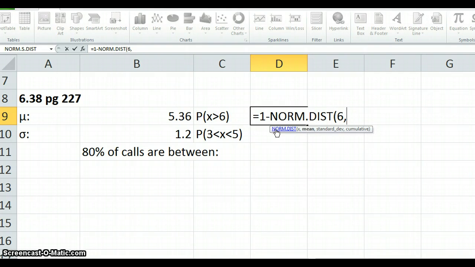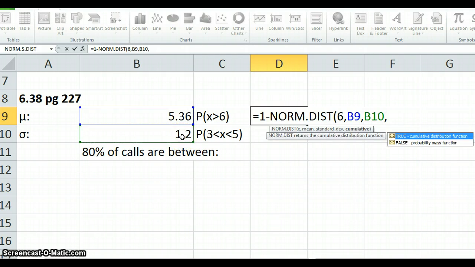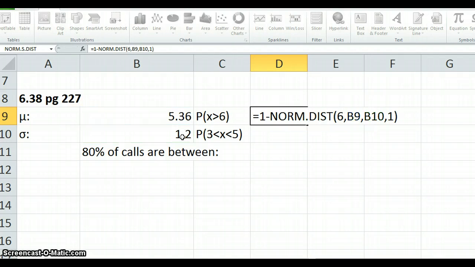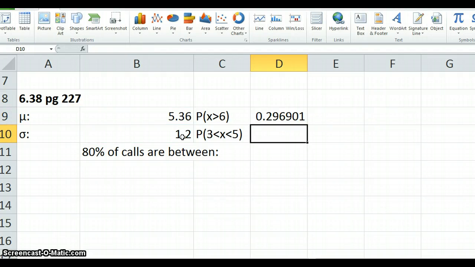You told it it's not the standard one, so it needs to know where that curve is centered. And that's this right here, 5.36. And then it wants to know the standard deviation. How wide is the curve we're dealing with? Well, that's 1.2. And again, it asks for cumulative or not, and as always with normal curve computations in this class, we're going to do cumulative. And there you go, 0.29. So almost 0.3 of the calls are greater than 6.